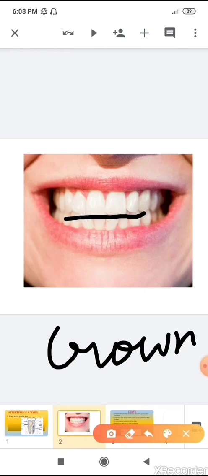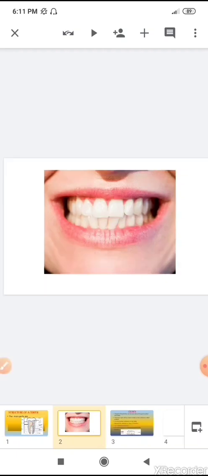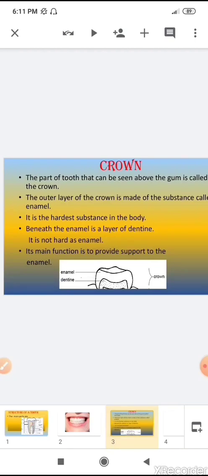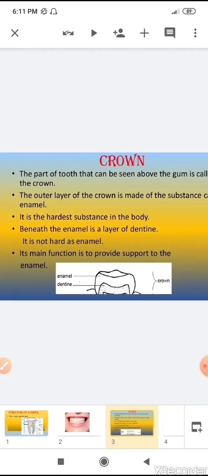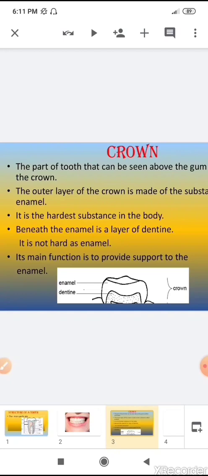The white portion of a tooth which is above the gum is known as the crown. The outer layer of the crown is made up of the substance called enamel. Children, the white portion of a tooth is made up of the substance called enamel. It is the hardest substance in the body. So which is the hardest substance in the body? Enamel is the hardest substance in the body.